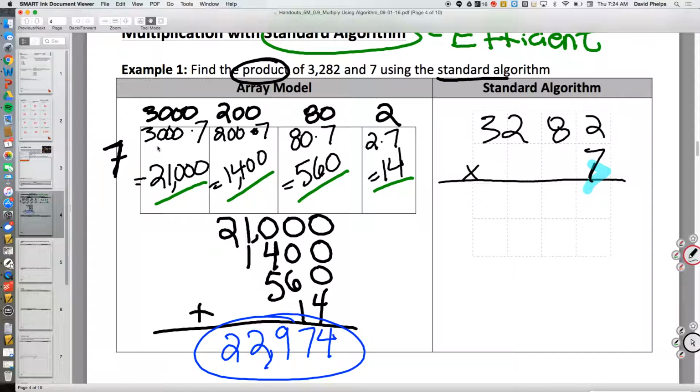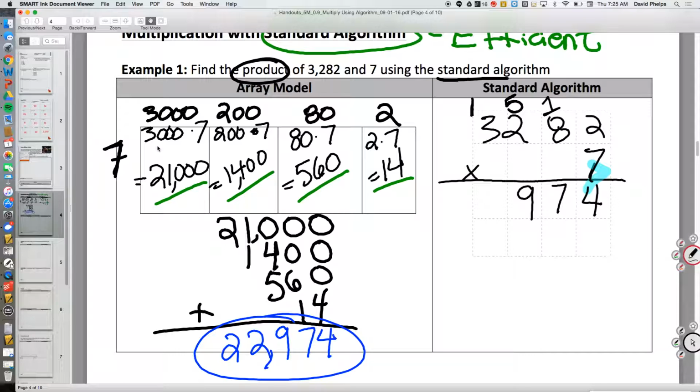7 times 2 is 14. Put a 4 in the ones place, and then carry or regroup that 1 into the tens place. Now I move on to the tens place. 7 times 8, that's 56, plus the 1 we just regrouped gives us 57. Put your 7 in the tens place, and that 5 from 57 is regrouped into the hundreds place. All right, continue moving on. We have 7 times 2 again. We're looking at the hundreds place. 7 times 2 is 14, plus 5, think about it. 14 plus 5. If you're thinking 19, you're correct. 9, carry the 1 into the thousands place.